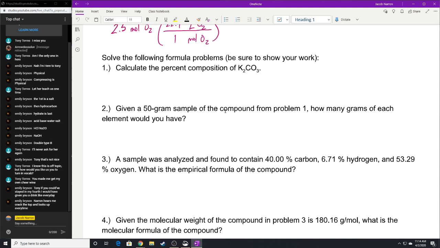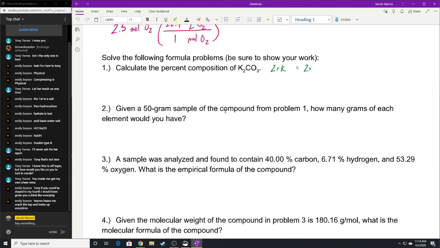Because if you're doing percent composition, you're doing part divided by whole, and so if we know what the whole mass is of potassium carbonate, then we can divide the little parts. All right, I'm going to set it up this way. We'll start with 2 Ks. So that's going to be 2 times K.